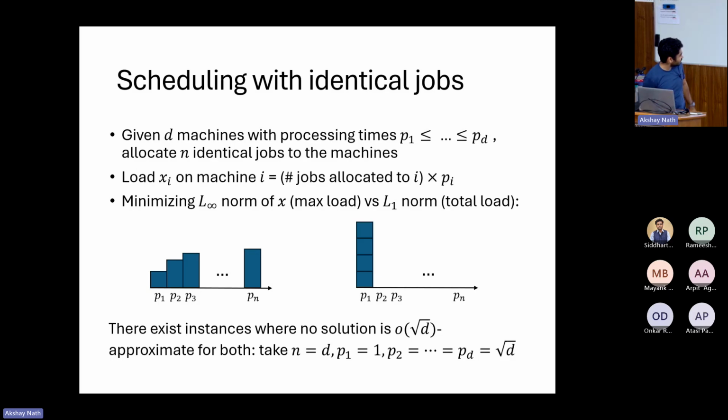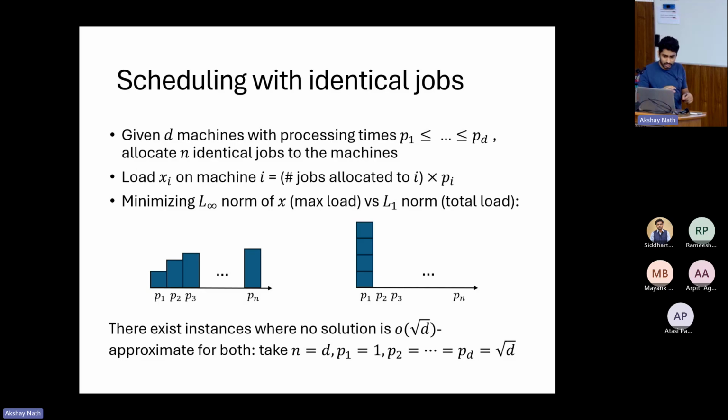And let me convince you that you cannot find a single solution that will satisfy both of those objectives. So here's an example. Suppose the number of jobs is equal to the number of machines, n equals d. The processing time on the first machine is 1, and the processing time on every other machine is square root d. Now, if you wanted to minimize the L1 norm, the total load, you're going to put everything on the first machine, and you will have a total load of d. But then the maximum load is quite high, right? It's d. You can of course get a maximum load of just square root d by putting one job on each machine. And these are basically incompatible.